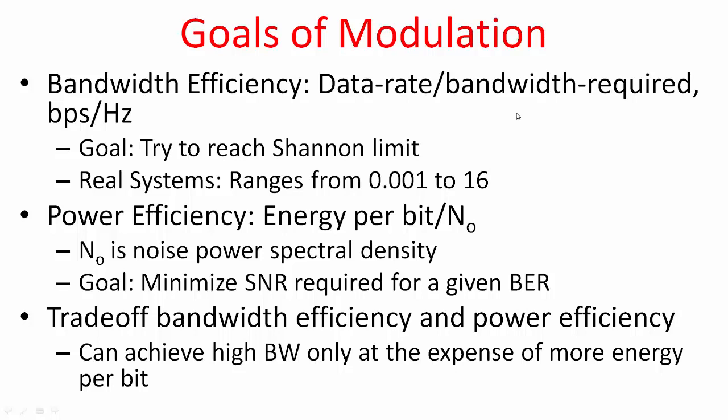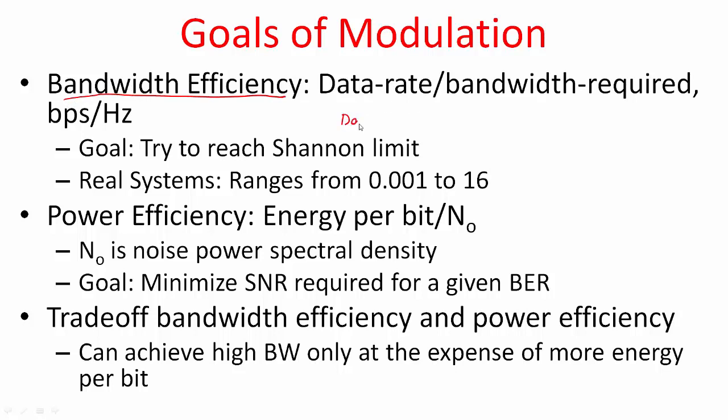So why did we cover all this theory? It basically sets the background for understanding the goals of modulation. One of the goals of modulation, that is converting data into signals, is maximizing bandwidth efficiency. This is given by data rate over bandwidth required.